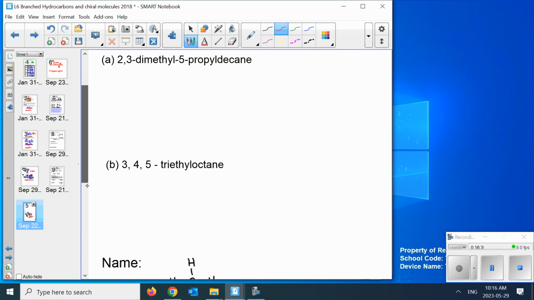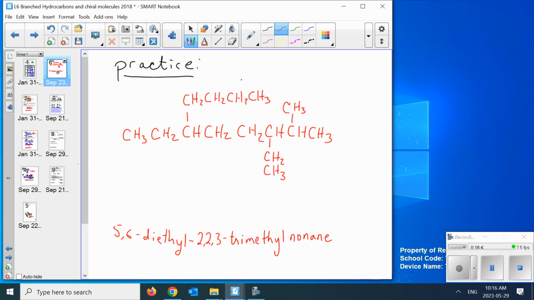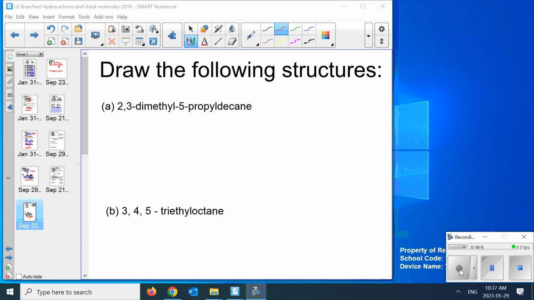Well, you guys need a little bit of practice. Draw the following. Name this. Practice with these then, okay? So you got 2 pages, 5 questions. They're big, but you're going to practice. We'll take up these structures as a group here.